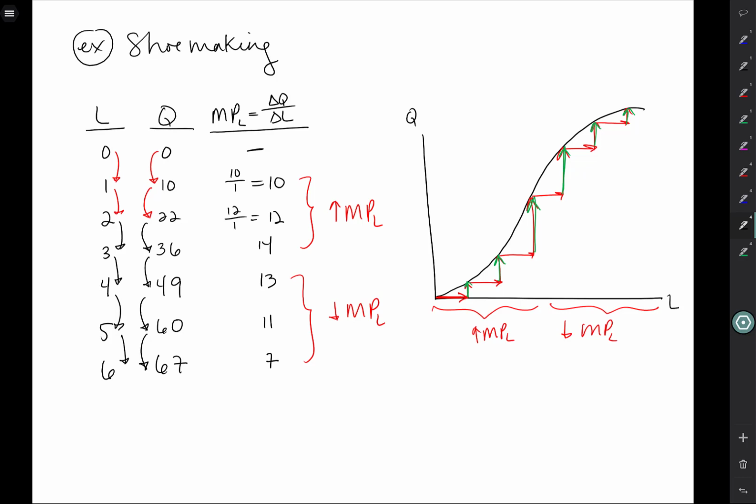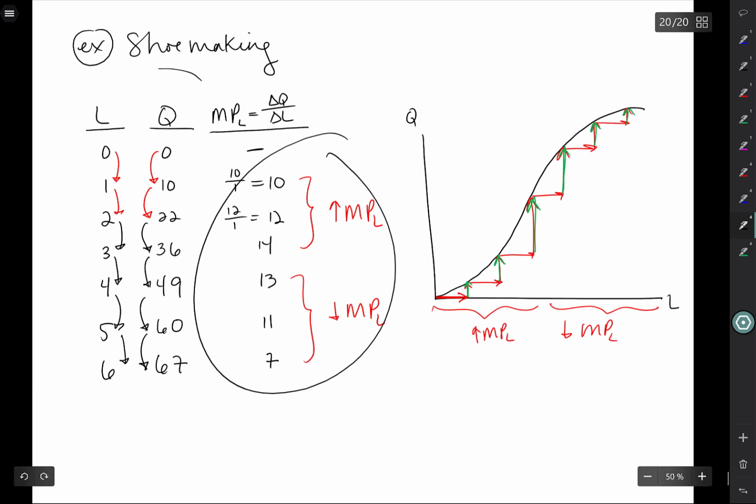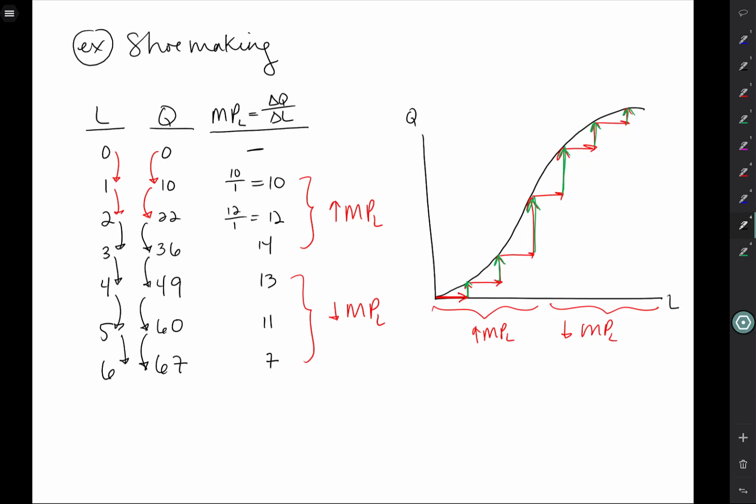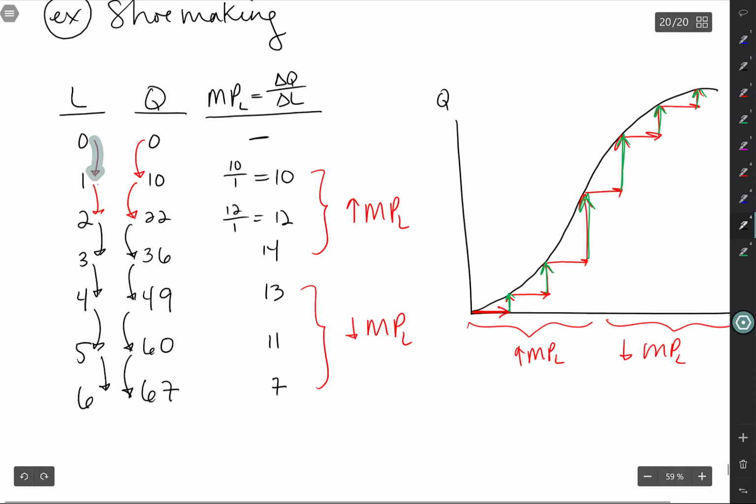So I wanted to point out that we can have different types of production functions, and also that we can get marginal product from the relationship between input and output. Another thing I want to point out is that here, let me erase all these arrows.